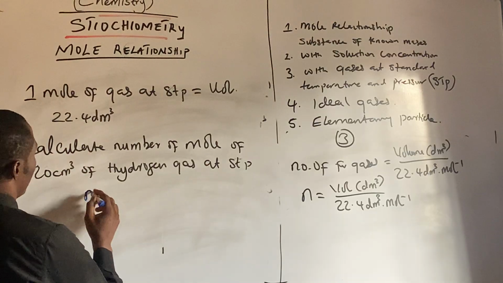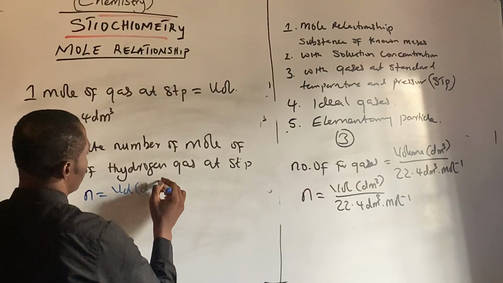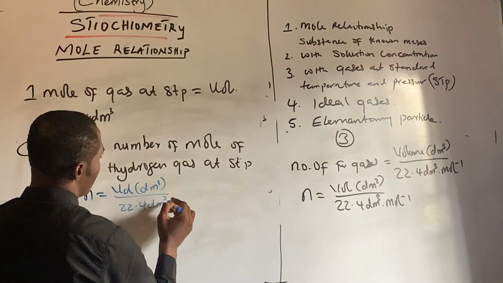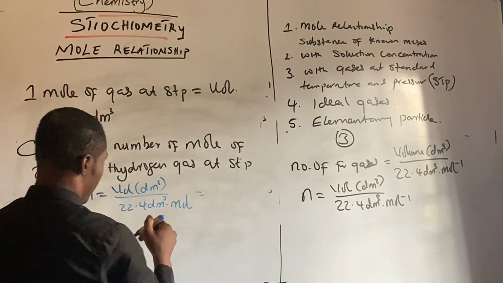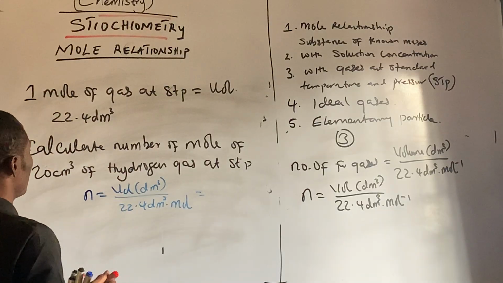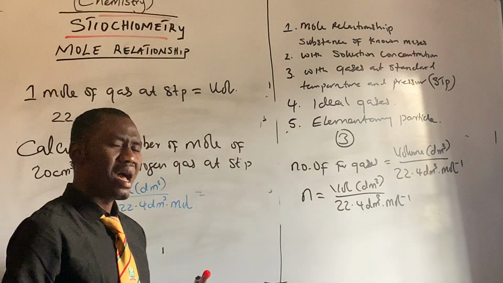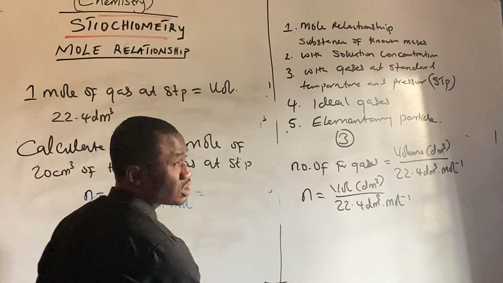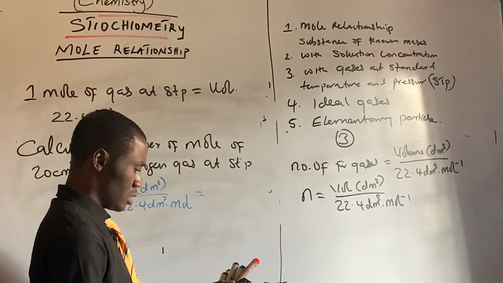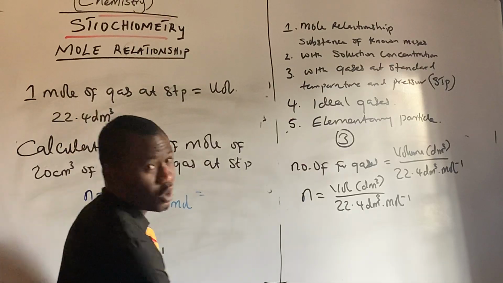Now the number of moles is equal to the volume in dm³ over 22.4 dm³ per mole. All right. Now let me change another pen. What's my volume? The volume is 20 cm³. To convert 20 cm³ to dm³, divide by 1000. I think it's going to give you 0.02. But let's confirm that. Let me try. 20 divided by 1000. Okay, 0.02.